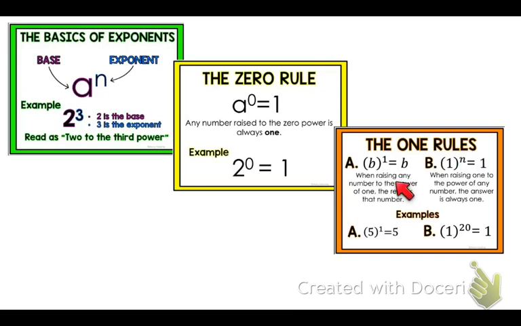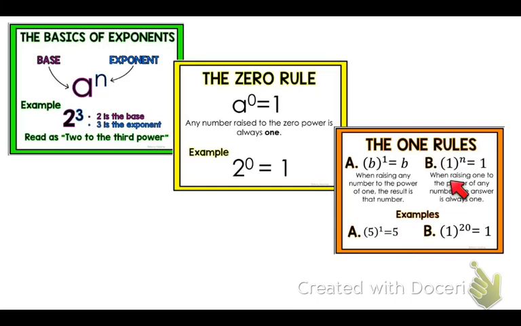Now, the 1 rules, you have 2 cases. So when you're raising any number to the power of 1, the result is that number. So b to the power of 1 is b. 5 to the power of 1 is 5.